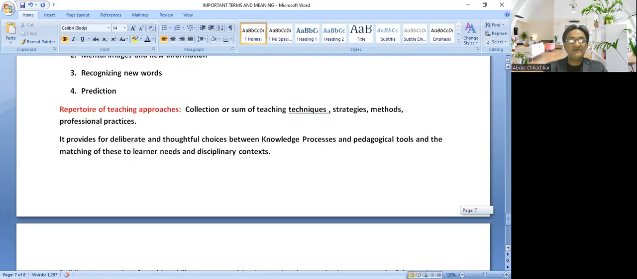Repertoire of teaching approaches. This is the most important thing. It is a collection or sum of teaching techniques, strategies, methods, and proportions. It provides for deliberate and thoughtful choice between knowledge processes and pedagogical tools, and matching of these to learner needs and the disciplinary context. This you should know about.